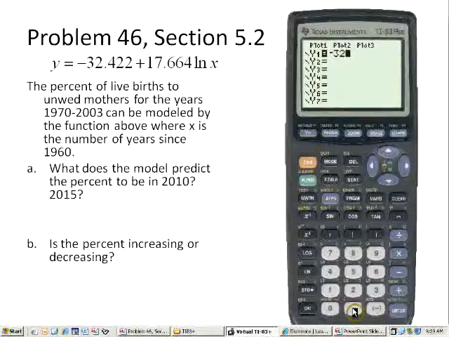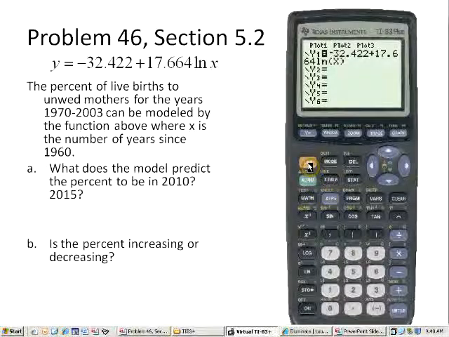So this is negative 32.422, and then we have plus 17.664 times the natural logarithm of x. And so this is our model that we are going to use. So we'll hit enter.